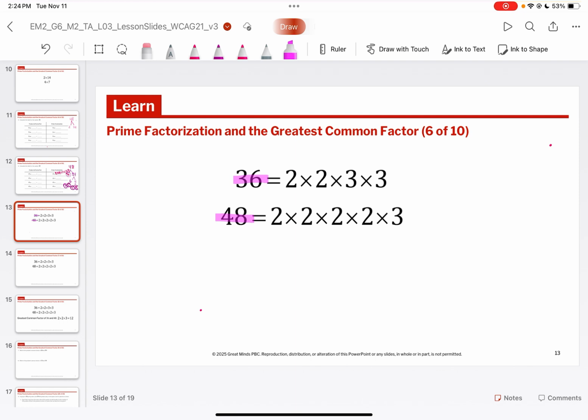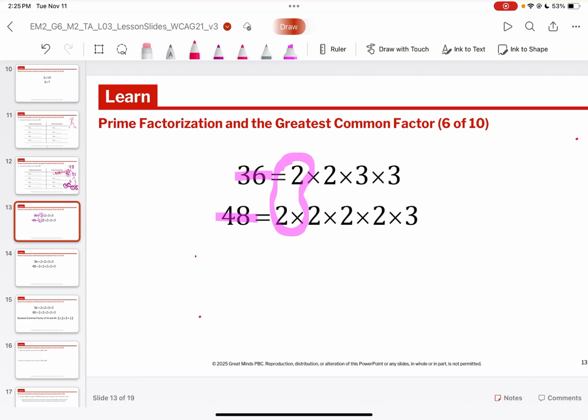Okay, so this is how we can find the greatest common factor. The first thing we have to do is find common pairs. What does a pair mean? How many is in a pair? 2, right? If you have a pair of shoes, how many shoes do you have? 2. If you have a pair of socks, how many you have? 2. So I'm going to find a common number between 36 and 48 that I can make a pair with.